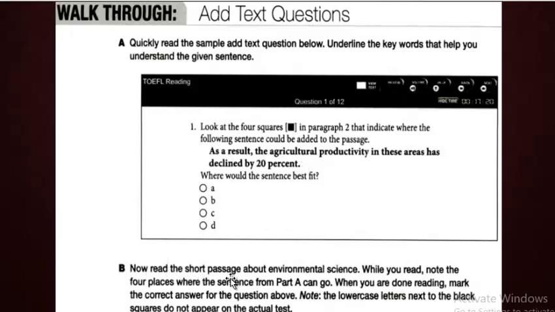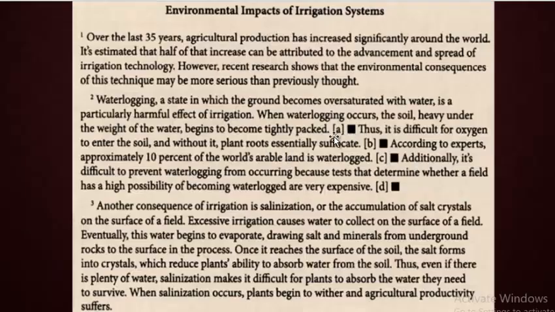Activity B. Now you should read the short passage about environmental science. While you read, note the four places where the sentence from part A can go. You read all four places that are given to you. When you're done reading, mark the correct answer for the question above. Note the lowercase letters next to black squares do not appear on the actual TOEFL iBT. Here they are written A, B, C, D, but on the TOEFL iBT they are not shown.